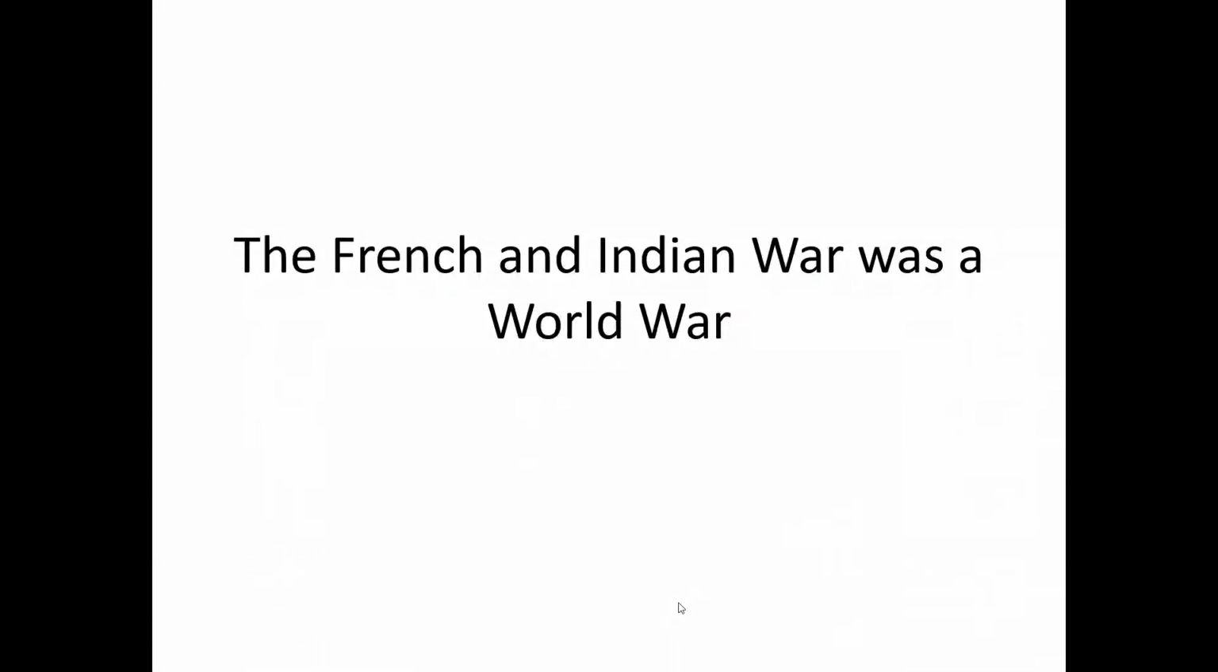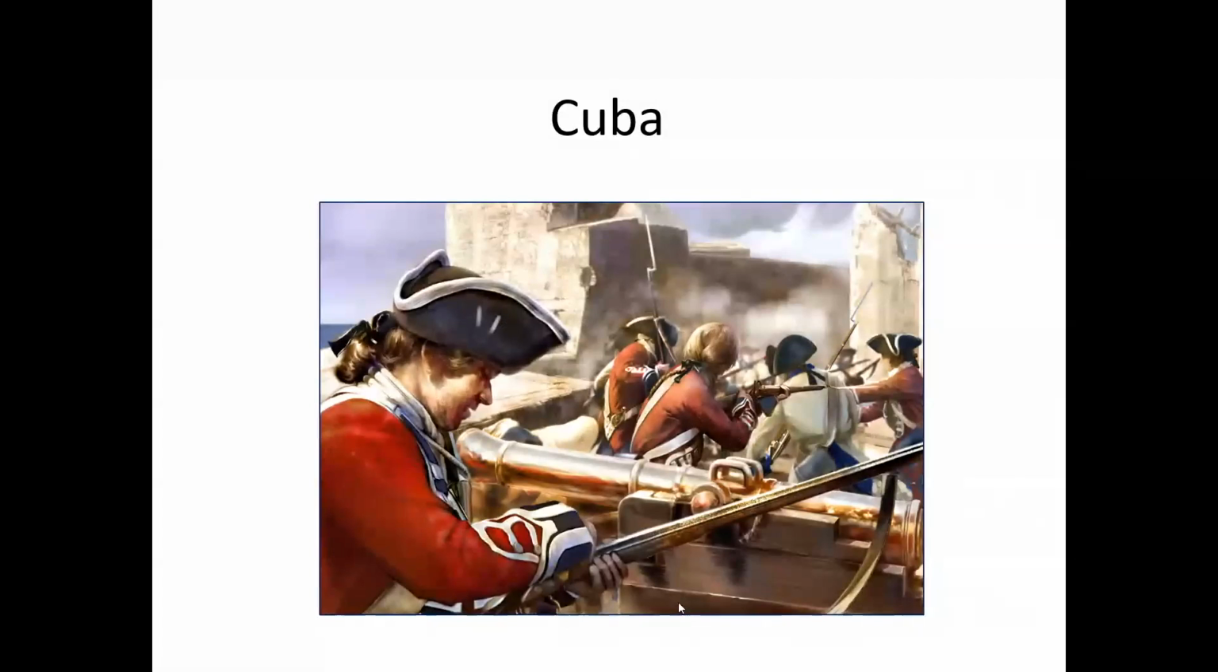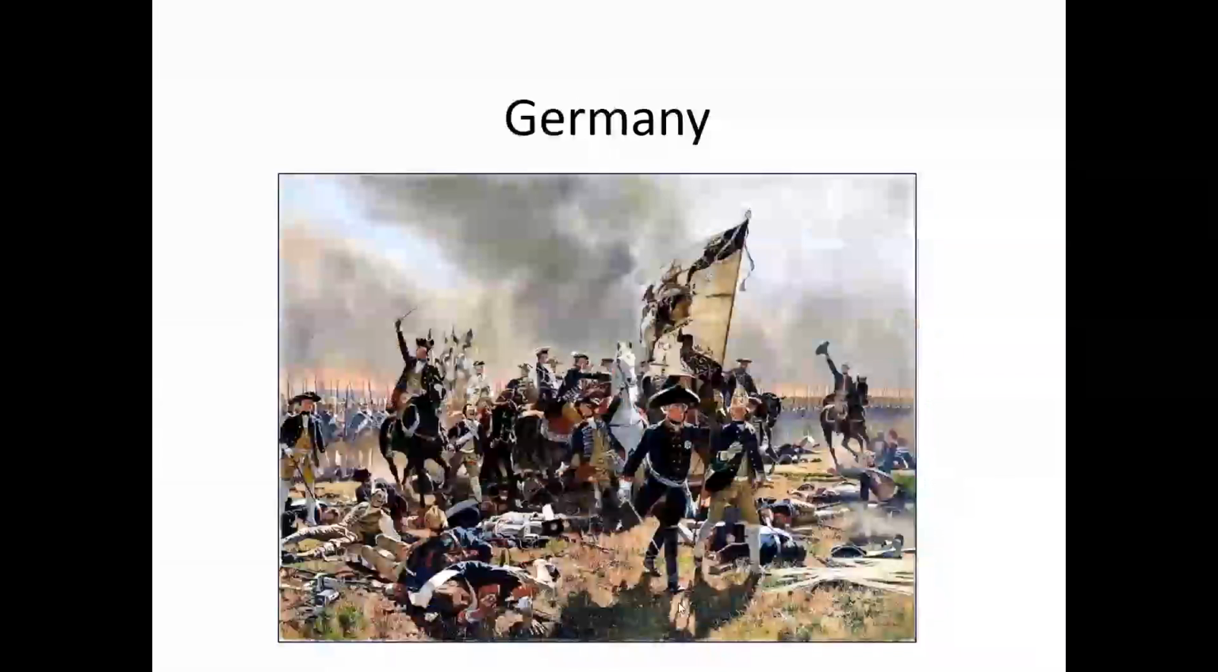I want you to remember that the French and Indian War was actually a world war. Again, we are studying American history, and we tend to look at it from an American perspective. But it was really a world war. It was fought in Canada, just like I showed you. It was fought, of course, in Pennsylvania and in Maine, but it was also fought in Cuba. The British took the city of Havana. It was fought in Germany.